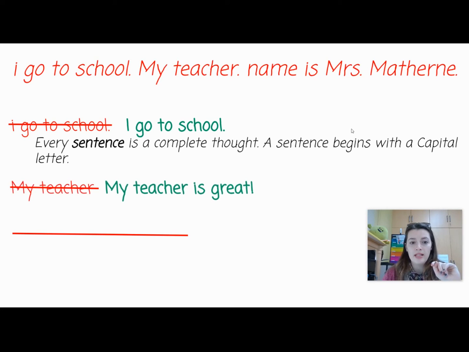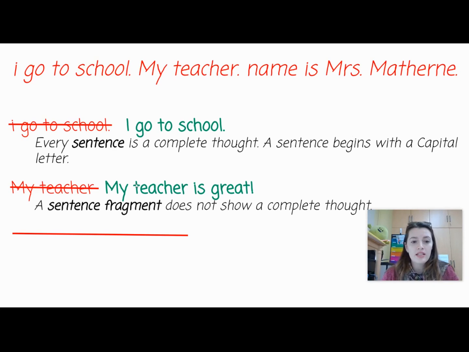Next, my teacher. Now here's the thing. My teacher is a fragment. It's not a complete sentence. A sentence fragment does not show a complete thought. So if you look at the green, I fixed it to my teacher is great. I hope you think my teacher is great. So as you can see, I fixed the sentence from a fragment.